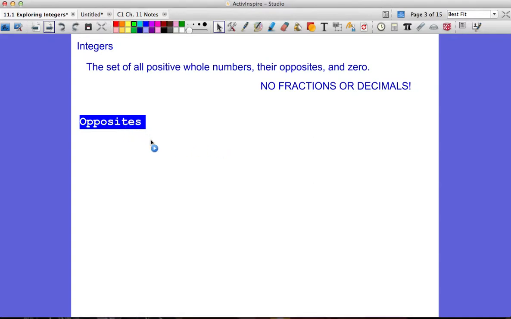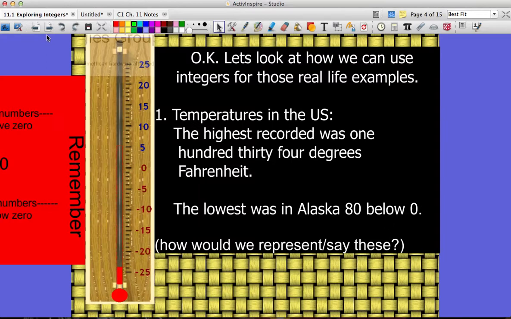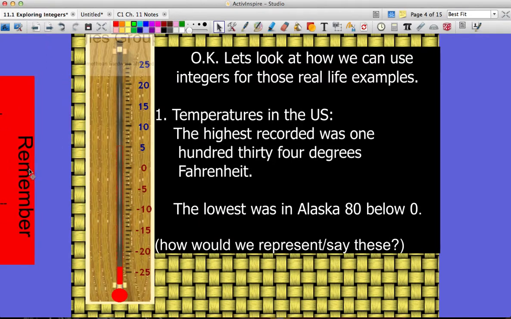And we'll come back to opposites in a little bit. So we're going to look at some examples of how we would use integers. If we talk about the temperature in the US, the highest recorded was 134 degrees Fahrenheit. The lowest was in Alaska at 80 degrees Fahrenheit below zero. So how would we write these? Since the highest temperature is 134 degrees, we know that that's positive because there's nothing that says below zero or negative in front of it.